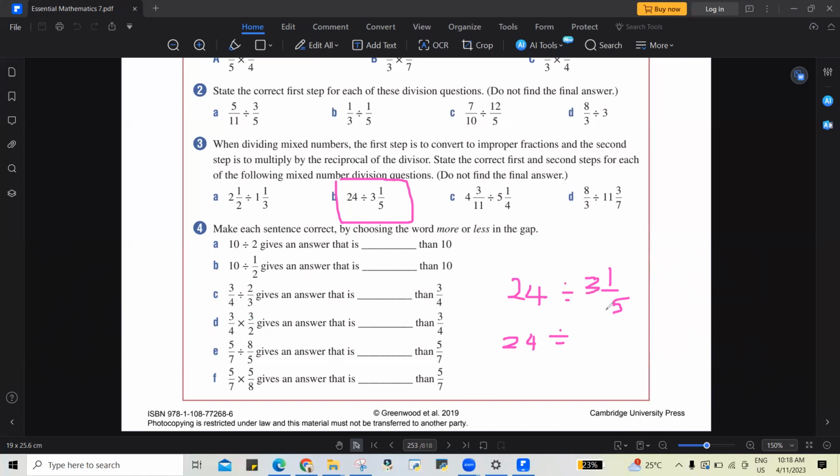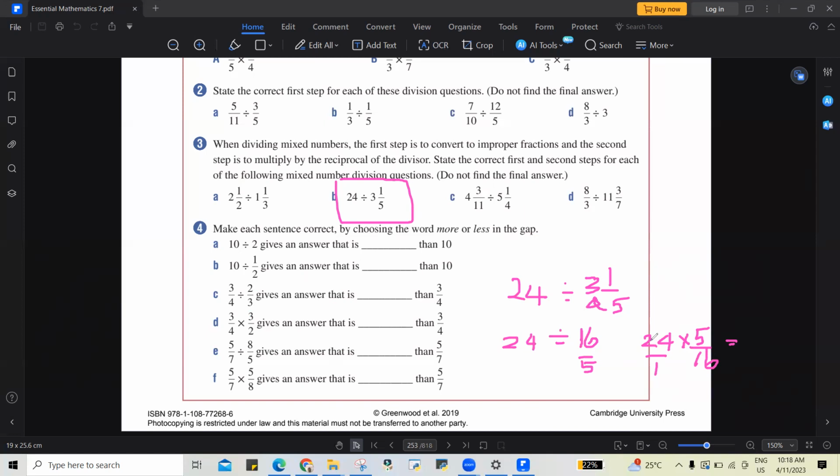No. 5 times 3, 15. Yeah. Plus 1, 16. Yeah. With 5. Then what do you do next time? Then you switch over to make it 24 times 5 over 16. And you can divide by? Yeah.